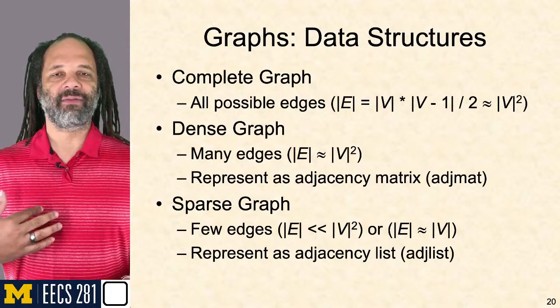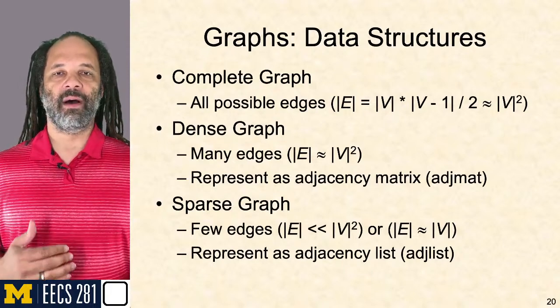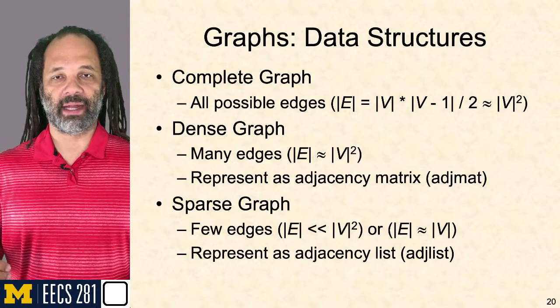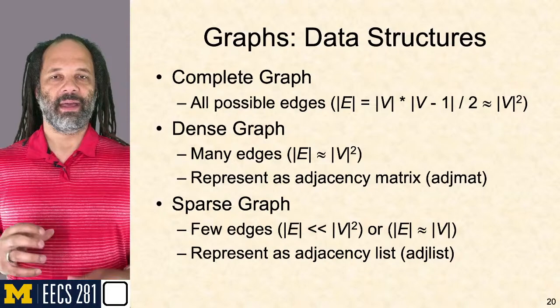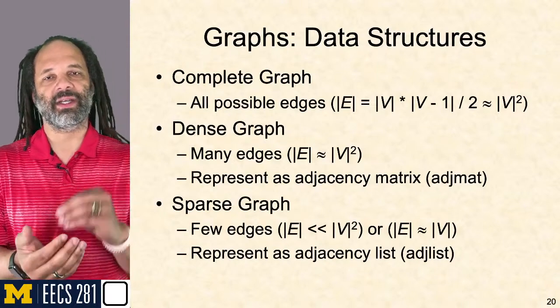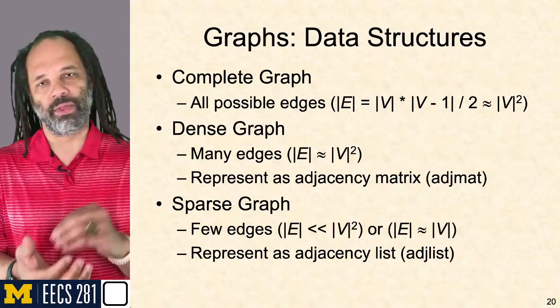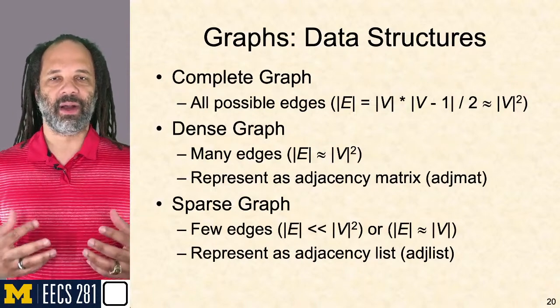Or even if I've got a constant number of edges per vertex, I would say that that is a sparse graph. So if each position is connected to just one other position or 2 or 3 other positions, that's a sparse graph.